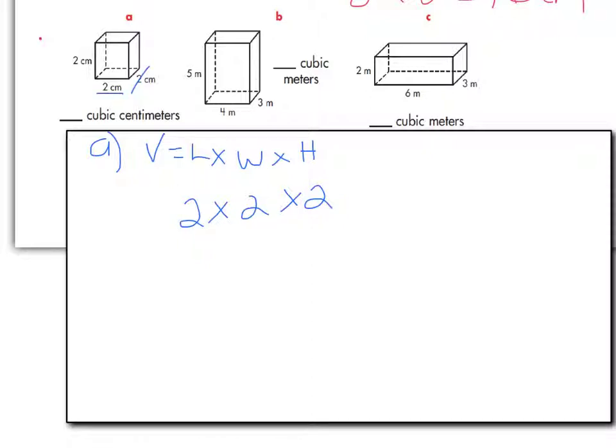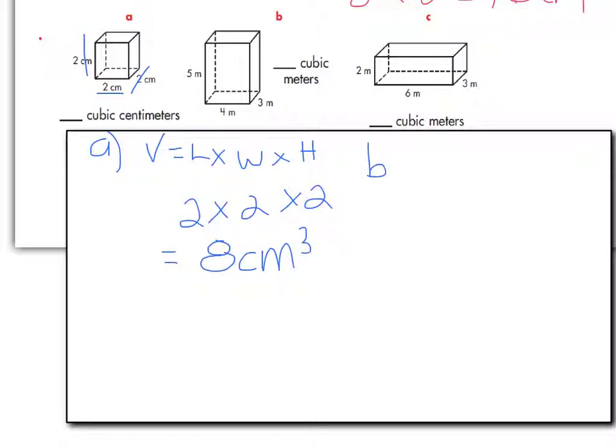So in this case, it's 2 times 2 times 2 because we have 2 as our length, 2 as our width, and 2 as our height. Now, in reality, it doesn't matter if you switch those around because of the commutative property, remember, the order in which you multiply numbers doesn't make a difference. So if you're not sure which one is the length, which one is the height, which one is the width, it doesn't really matter. In this case, it doesn't matter at all because they're exactly the same number. 2 times 2 is 4. 4 times 2 is 8. So 8 centimeters cubed for A.